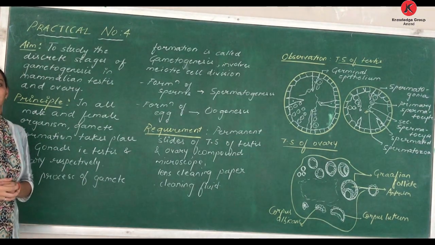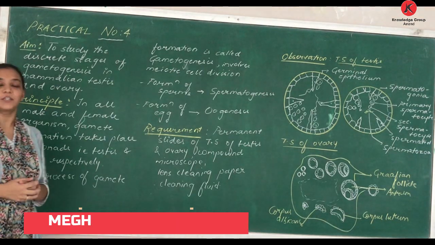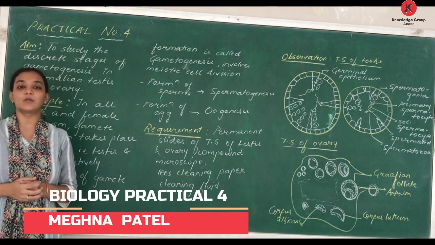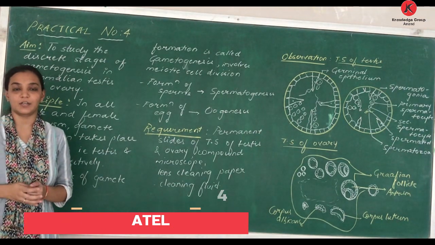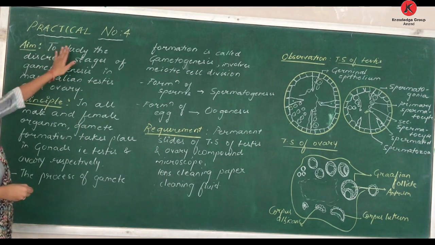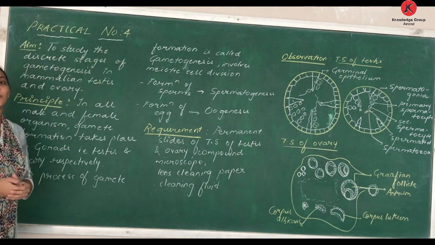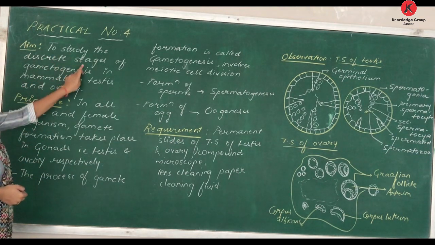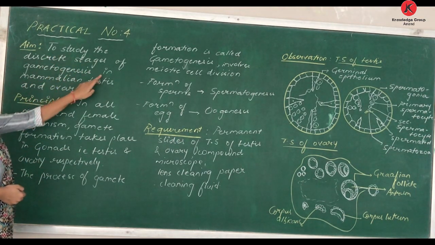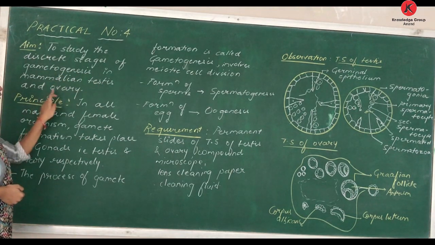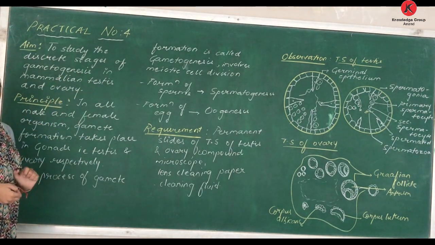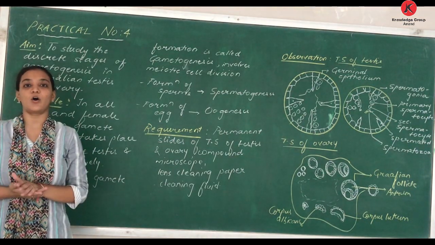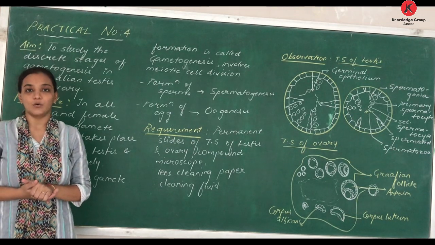Good morning, dear students. Today we are going to begin with your biology practicals. The very first practical that we are going to discuss in the zoology section is practical number 4. The aim of the practical is to study the discrete stages of gametogenesis in mammalian testis and ovaries. So in this practical, we are going to study the transverse section of testis and of the ovaries.